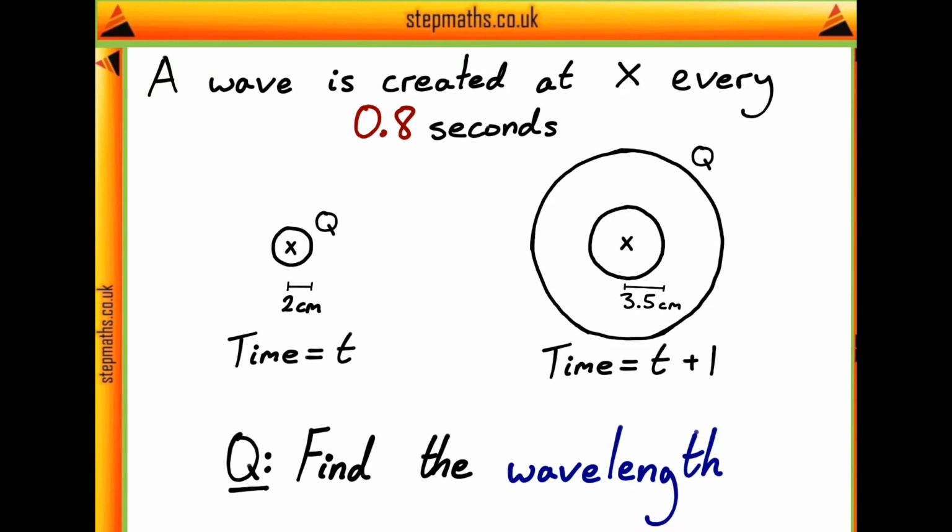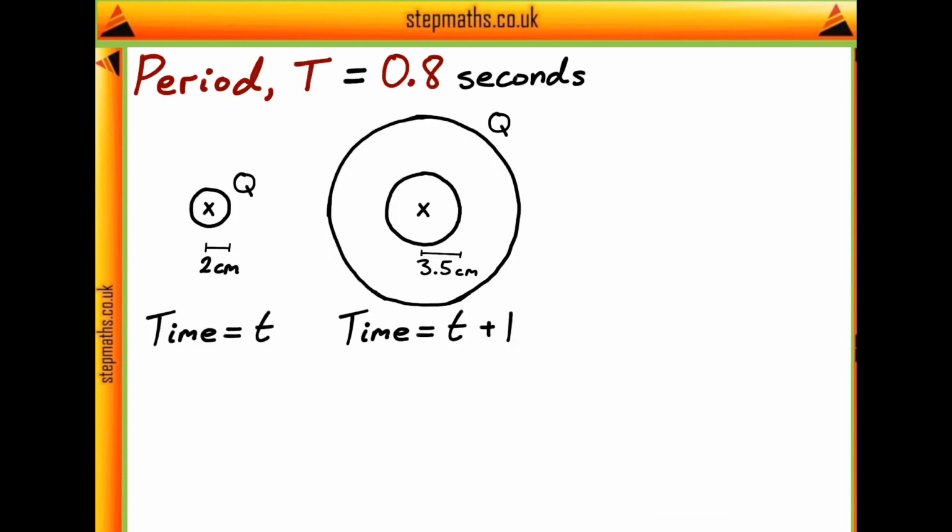Now, the first thing we can recognise from the information we're given is that if a wave is created every 0.8 seconds, that means the period of our wave is 0.8 seconds. While this might not initially be useful, it's probably quite useful to recognise this time as being the period of our wave, since we're almost certainly going to have to use this information at another point later on in the question. But after that, how about we have a bit of a think about which equations we could use to help us solve this question?